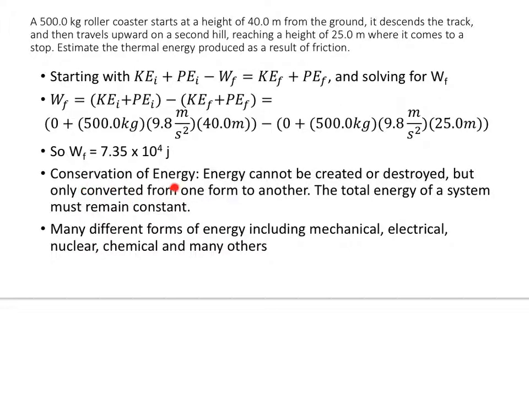All right, now the conservation of energy, and I'm sure you've heard of this before, states that energy can't be created or destroyed, but only converted from one form into another. Another way of saying that is that the total energy of the system remains constant. Now, this is all forms of energy. So it may include thermal energy, it may include the mechanical energy that we've been talking about, and other forms of energy such as electrical energy, nuclear energy, chemical energy, and many others. There's more details and further explanation of this in your text, which you should look at.